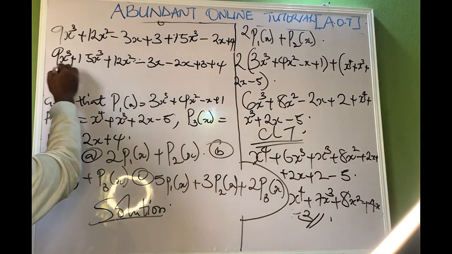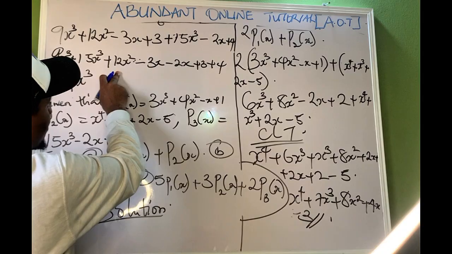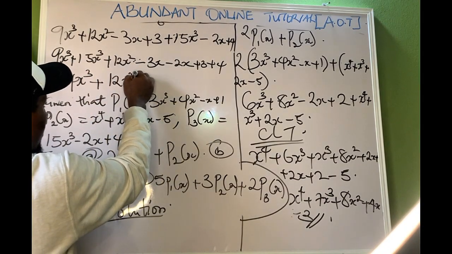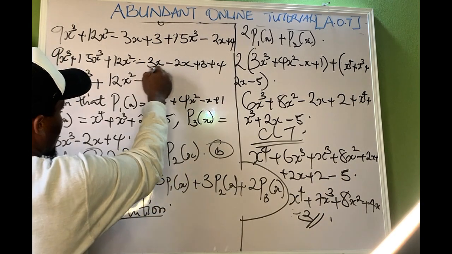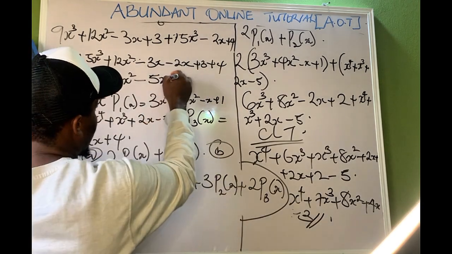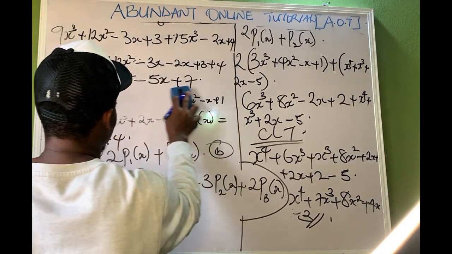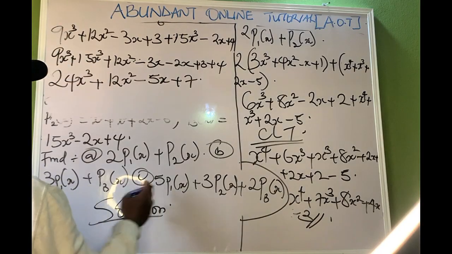Let me rewrite so that you can see. 24x cubed. Then I have plus 12x squared. Then minus 3x minus 2x will give me minus 5x. Then plus 7. So that's that. This one is done. And the last one is my p1.